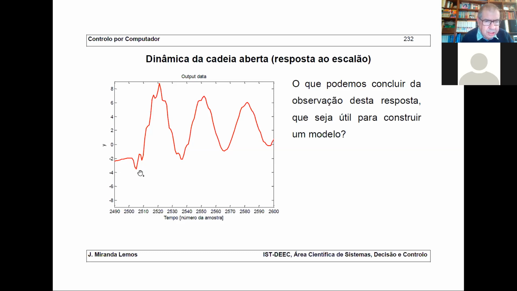And what type of zero is this? It's a non-minimum phase zero, which means it's outside of the unit circle. So we could expect a zero outside the unit circle. And what else can we see here? A pair of complex conjugate poles, because we have an oscillatory behavior, but it is decreasing as time passes. So these poles are where? Inside or outside the unit circle? Inside the unit circle, not on the unit circle.